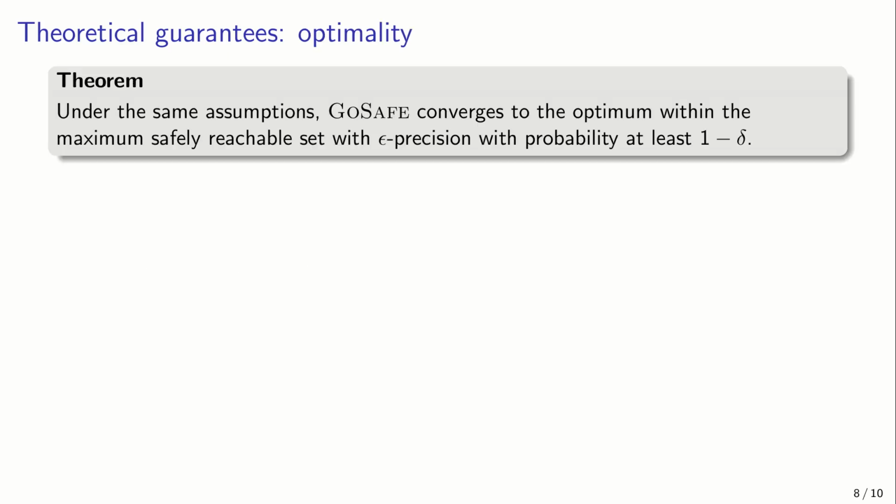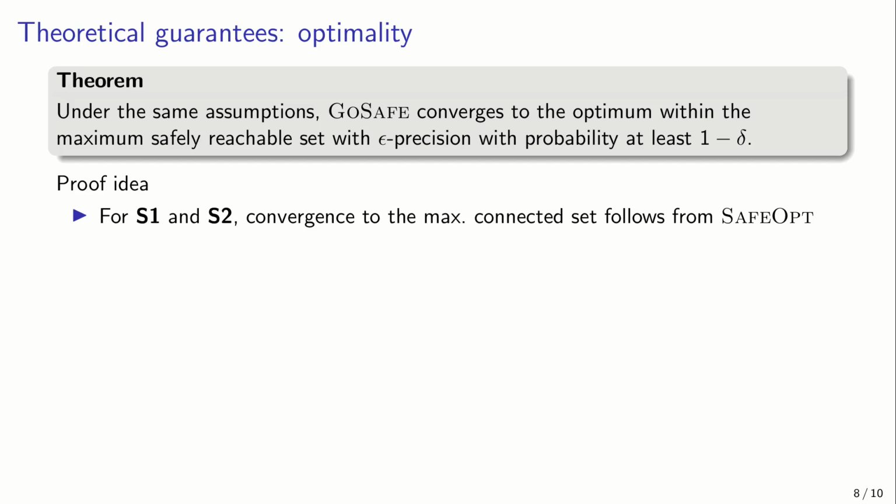We can also make statements about optimality. So under still the same assumptions, GoSafe converges to the optimum within the maximum safely reachable set with epsilon precision and probability at least 1 minus delta. For the proof, we first need to guarantee that we actually converge to this maximum safely reachable set.